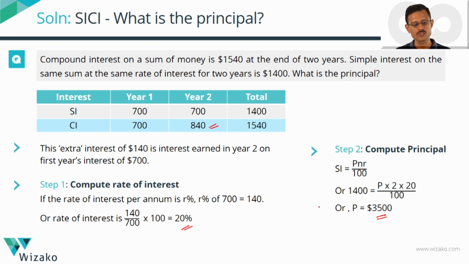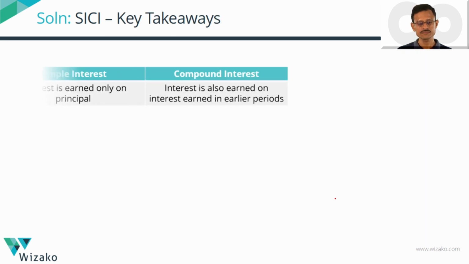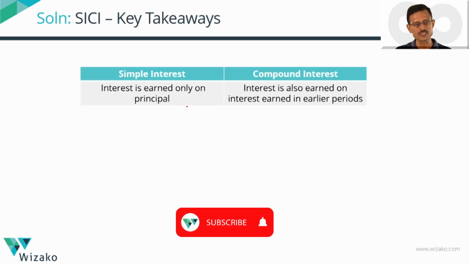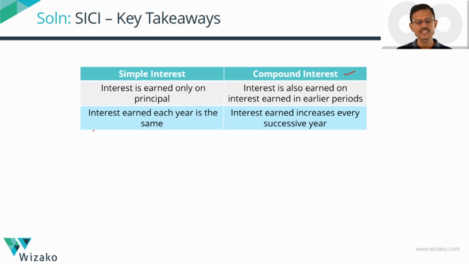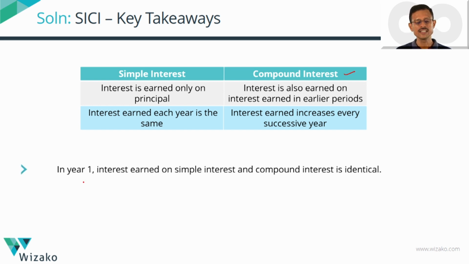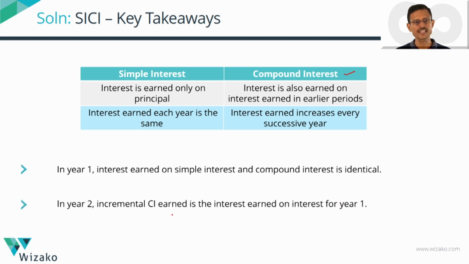Let's quickly have a couple of takeaways based on this question. The takeaways are these. Simple interest is earned only on the principal, whereas interest is also earned on the interest of the earlier periods when it comes to compound interest. In simple interest, interest earned each year is the same. In compound interest, interest earned increases each successive year because we are going to be adding the preceding year's interest to the principal. The two takeaways in addition to these are basically, in year one, interest earned in simple interest or compound interest is going to be the same. There is going to be no difference to it.